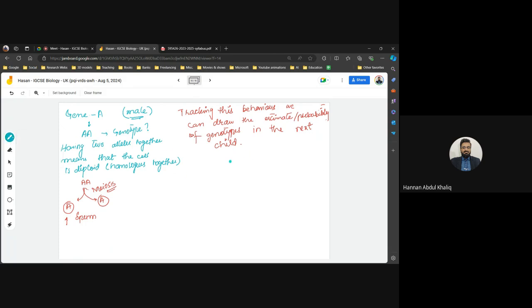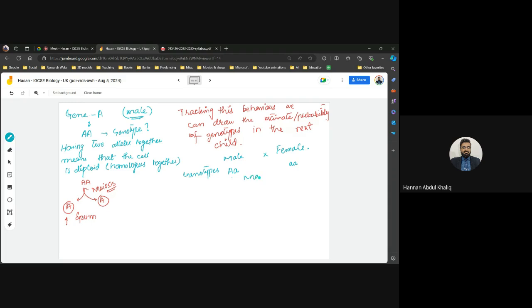There is a male and female crossing. Suppose the male has a heterozygous genotype, capital A, small a, and a female has a homozygous recessive genotype. Now you know very well that in meiosis, the gametes are supposed to be separated. So these are the genotypes.